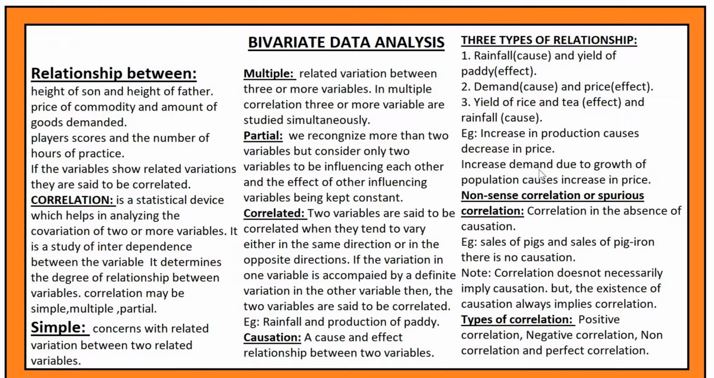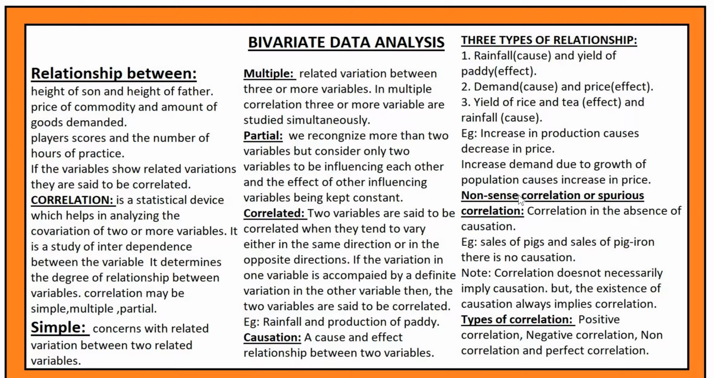When there is a demand, automatically the prices go up. Due to population growth, there is a demand for everything: demand for rice, demand for dal, demand for houses, demand for water. So what happens? Because of the demand, the prices go up.